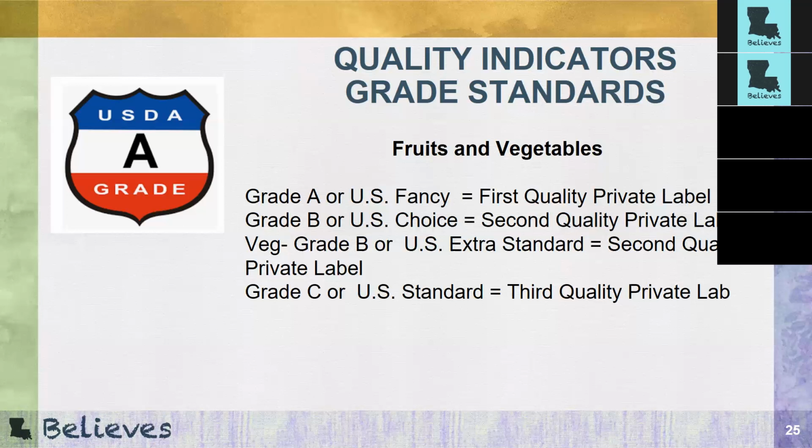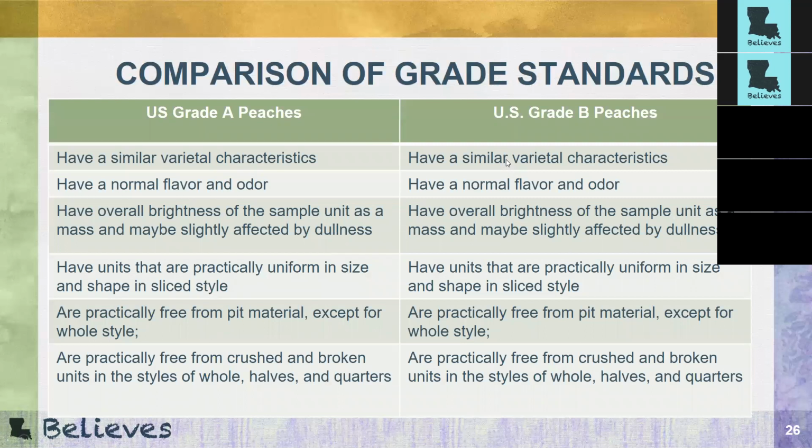Many food processors do participate in grading voluntarily because their customers list grade requirements in their specifications. Grade standards such as USDA Prime and USDA Choice are based on the product's taste, texture, and appearance. This slide, I know it's busy, but it is a comparison of grade standards for U.S. grade A peaches and U.S. grade B peaches.